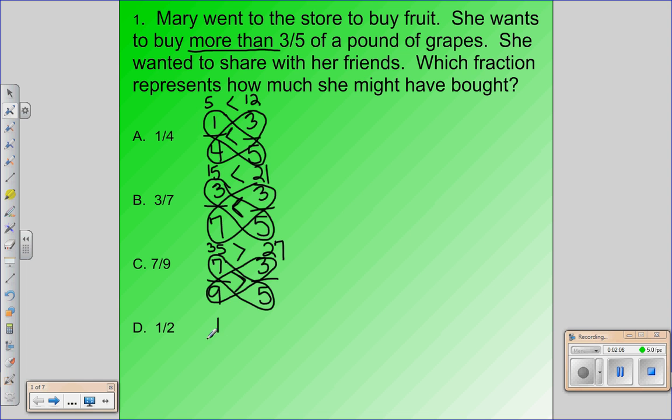Alright, let's check our last fraction just to make sure that our math is correct. 1/2 compared to 3/5. 1 times 5 is 5. 3 times 2 is going to be 6. 6 is greater than 5, therefore 3/5 is greater than 1/2. So our fraction that's more than 3/5 is going to be 7/9 because 35 is greater than 27.